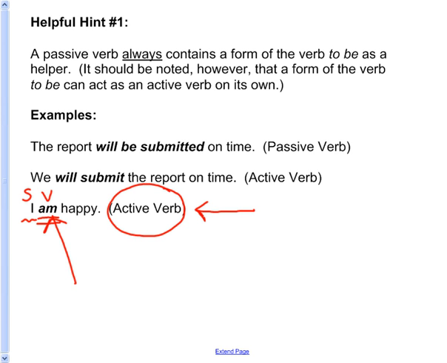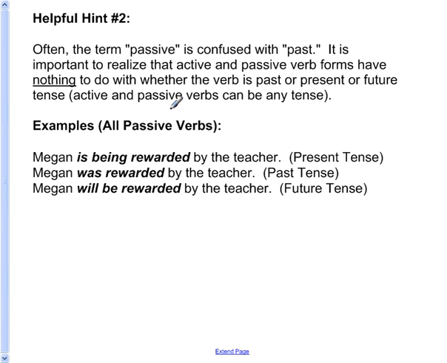Helpful hint number 2. Often the term passive is confused with the term past. It is important to realize that active and passive verb forms have nothing whatsoever to do with whether the verb is past or present or future tense. Okay? Active and passive verbs can be past tense, present tense, future tense, it doesn't matter. Let's look at a couple of examples. The first example, Megan is being rewarded by the teacher. This is a passive verb. Is being rewarded is a passive verb.